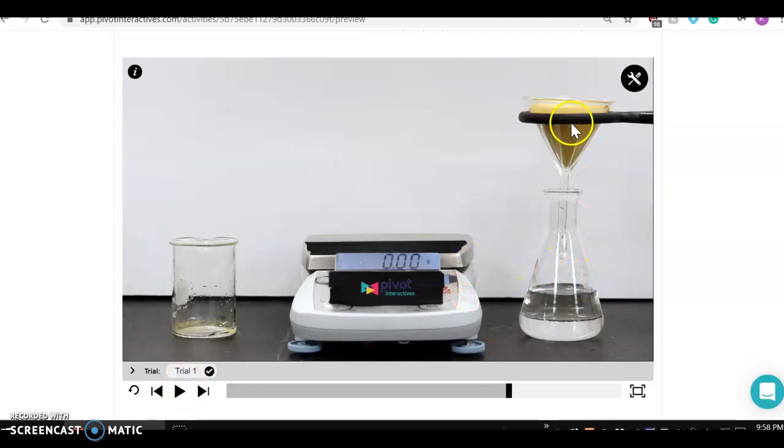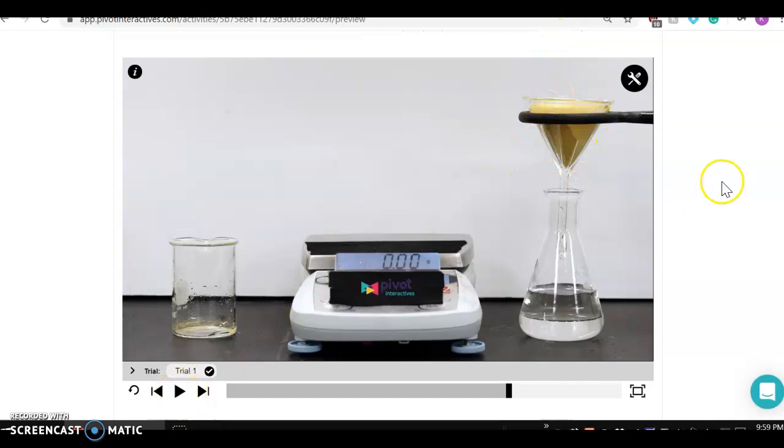So what you're doing here is you're filtering, to separate out the 2 products. The solid lead iodide is going to stay in the filter paper, and then what's going to drip out here at the bottom is the still aqueous potassium nitrate. That part we don't care so much. We're focusing on this solid that's created.